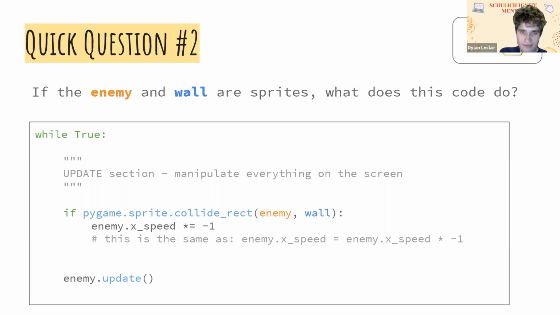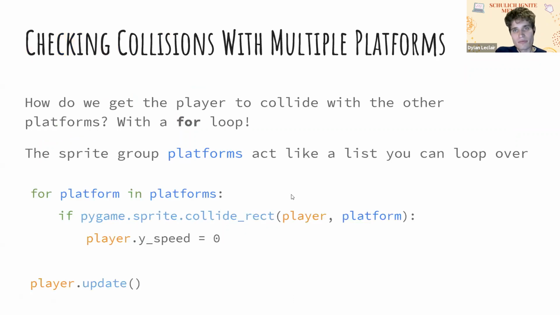Just a recall: this times-equals operator is basically the same as multiplying this value by -1 and then setting it to this value again. All right, so now that we can check collisions with one other sprite, how do we actually make this more useful? Because say in a platformer, you're going to want to be able to jump from one platform to another.